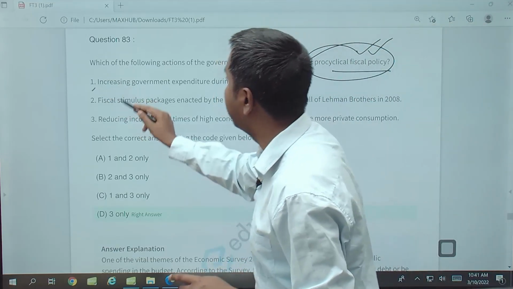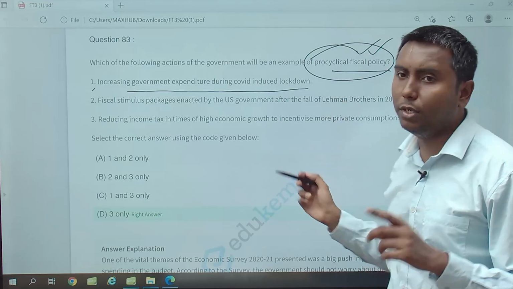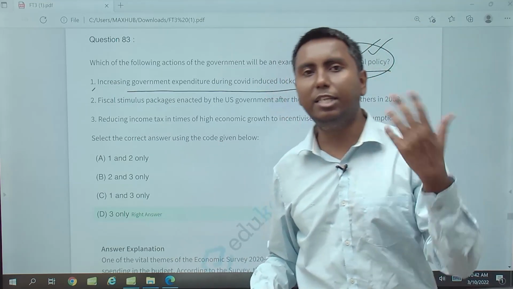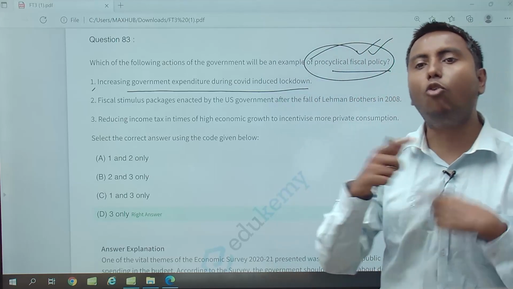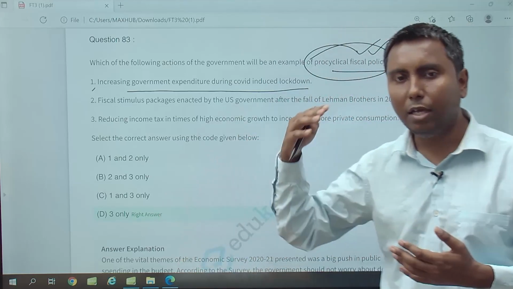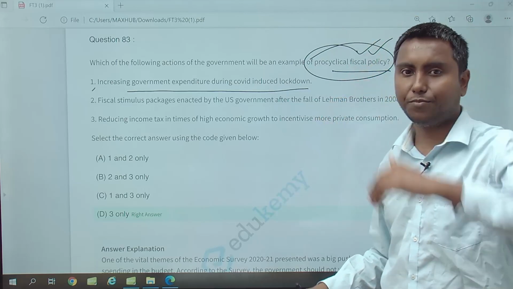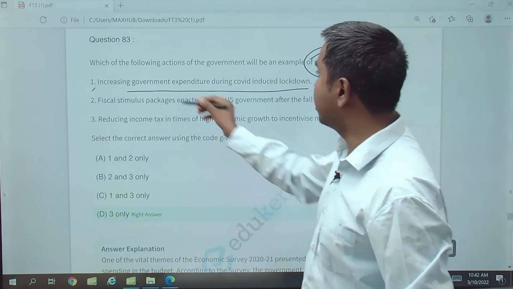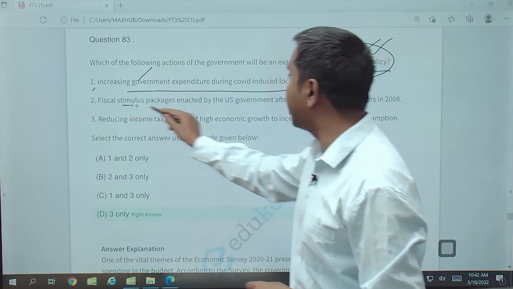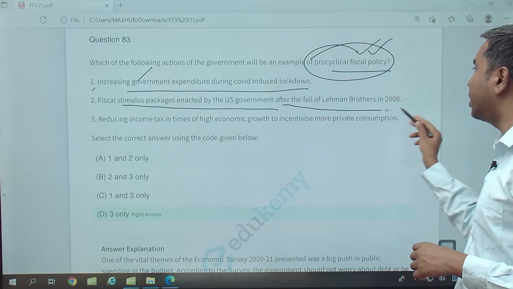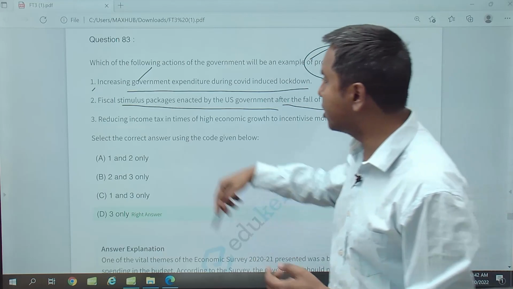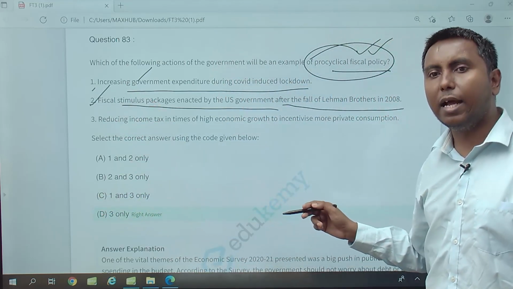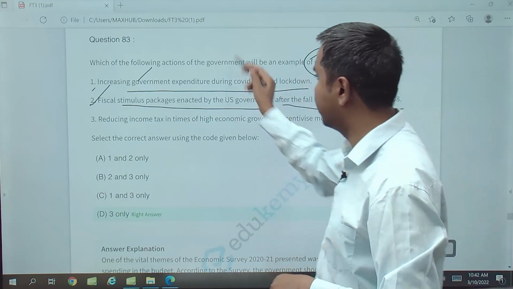Let's consider first: increasing government expenditure during COVID-induced lockdown. So there is a lockdown and then the government is increasing expenditure. That means there is a counter-cyclic fiscal policy. Okay, the economy is down, but the government is taking steps to boost it. So this is an example of counter-cyclic. Second, the fiscal stimulus package enacted by the US government after the fall of Lehman Brothers. Again, this is an example of counter-cyclic. There was a global recession and then the US government was incentivizing it.